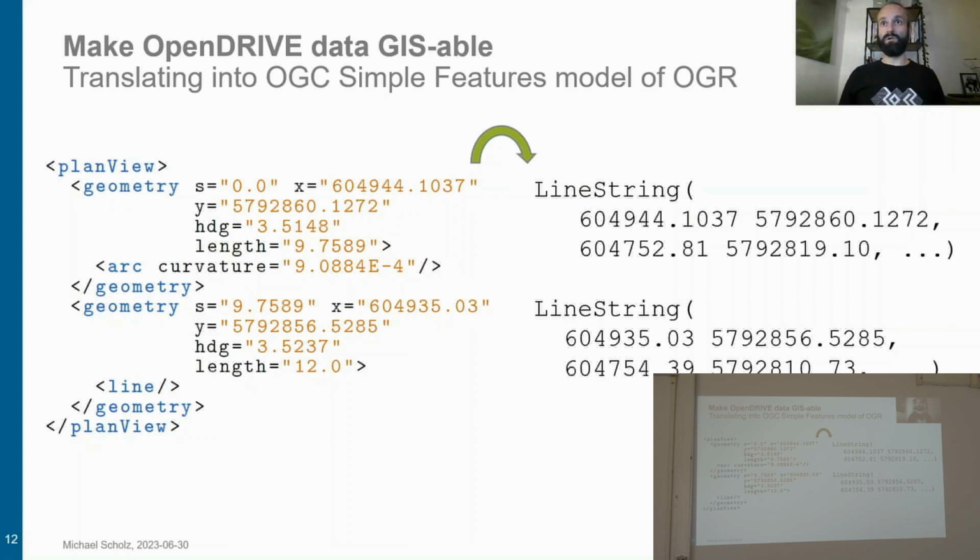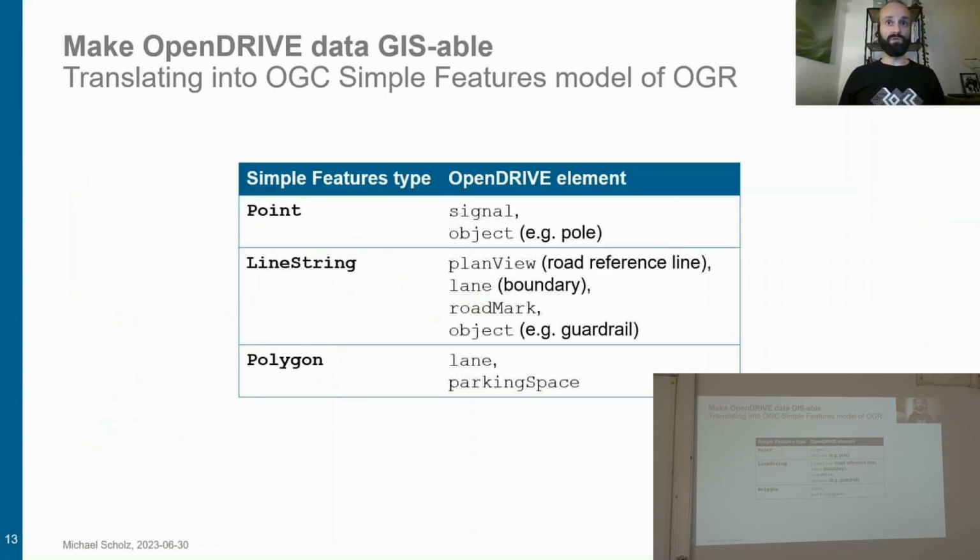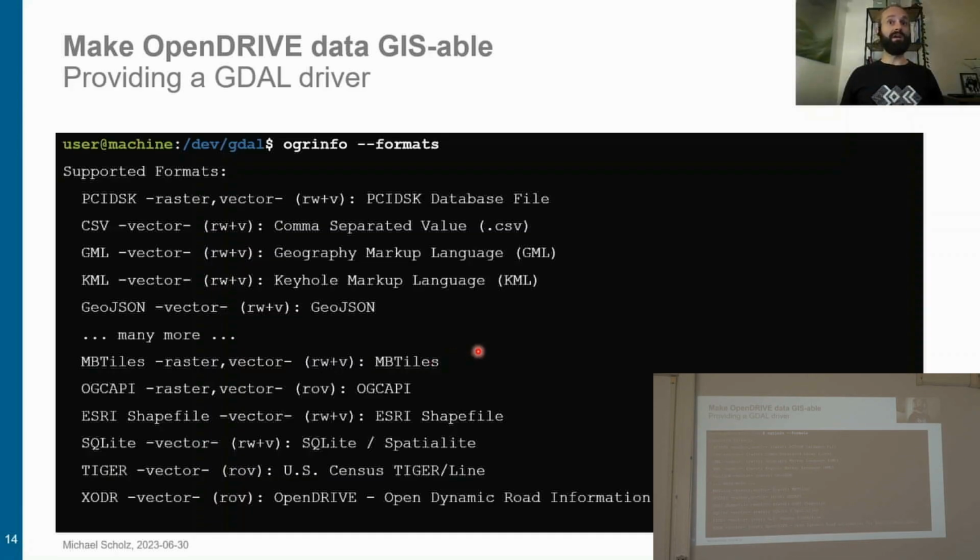So OGR as part of GDAL enables us to convert these OpenDRIVE specific elements, such as signals and objects, for example, as point elements, and the plane view, the road reference line, and the lane boundaries, and so on, as line strings. And you could also have the lane polygons as the drivable surface, for example. So with the new CMake build process, everything is pretty easily integratable after figuring out how it works, and it compiles well under Linux and Windows.